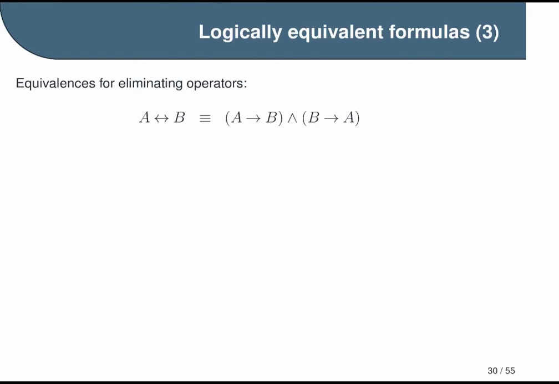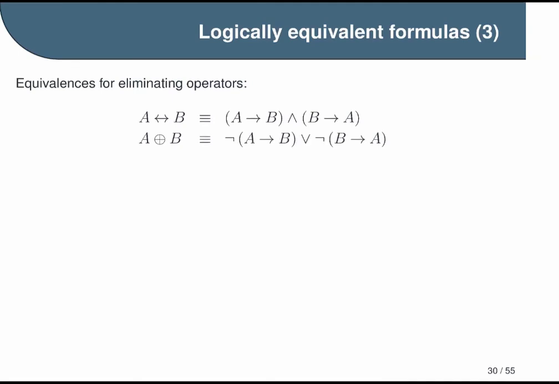So the first expression, A if and only if B, can be written as the conjunction of implications in both directions. A implies B and B implies A. We've actually used this equivalence already in our proofs, so I think you're probably familiar with it.